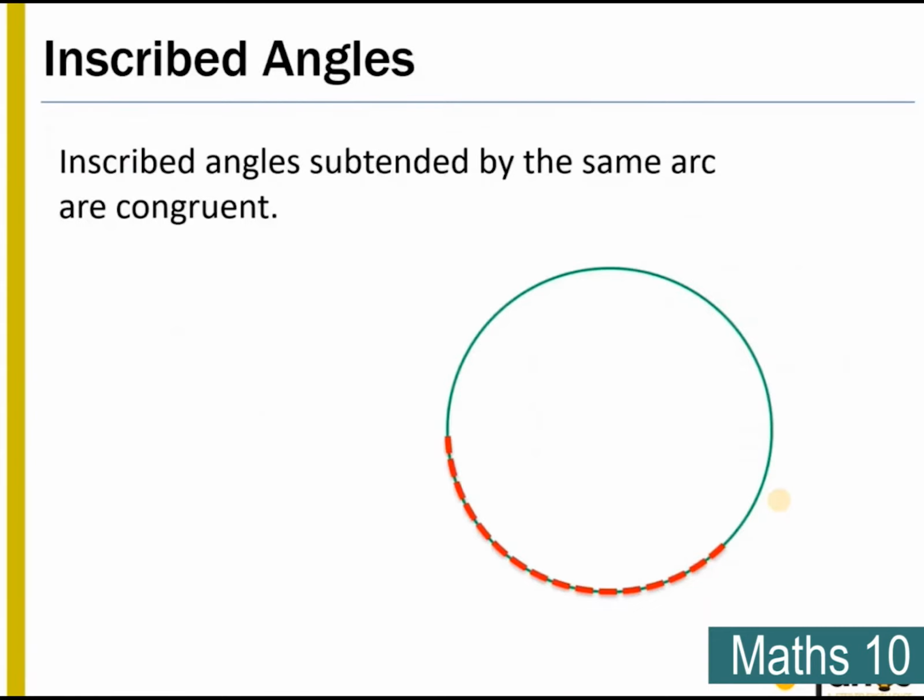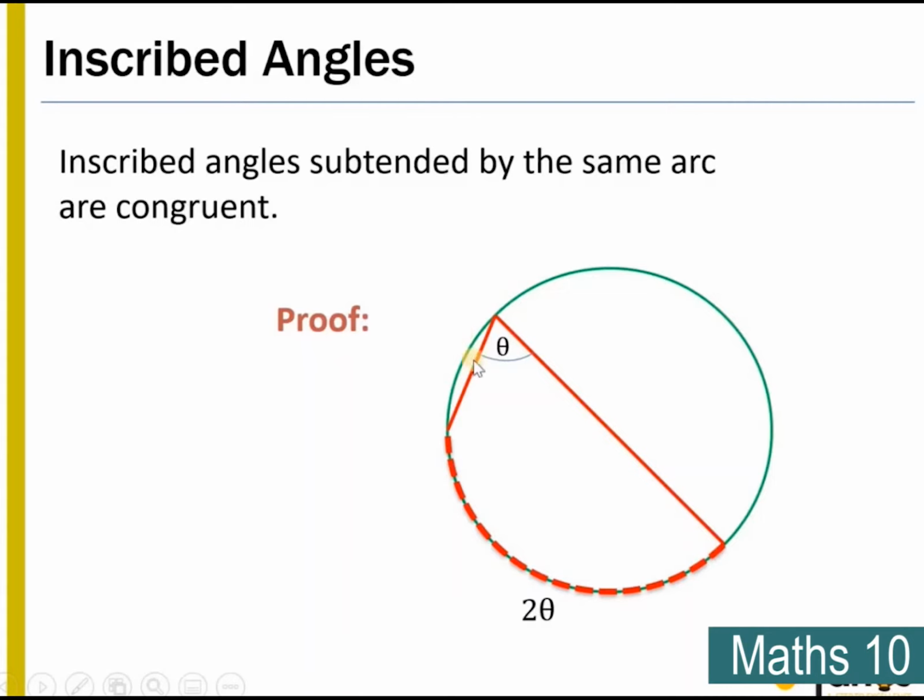Inscribed angles subtended by the same arc are congruent. So here's an arc here, and we're going to prove that all the angles subtended by this arc are the same size. Here's the proof. Draw in an angle subtended by this arc. We know that the measure of the angle is half the measure of the arc.